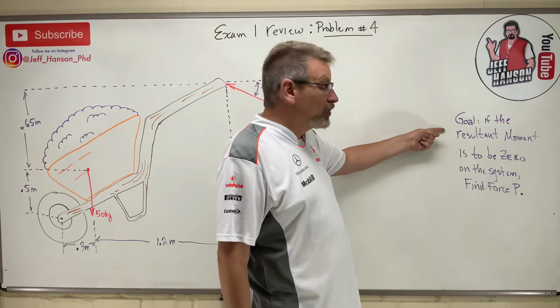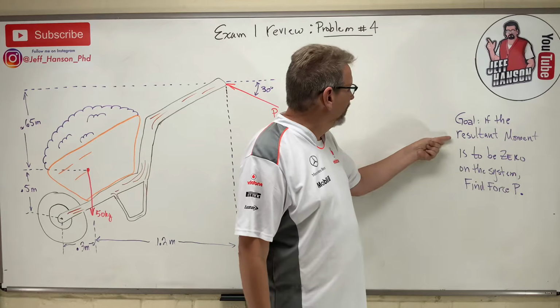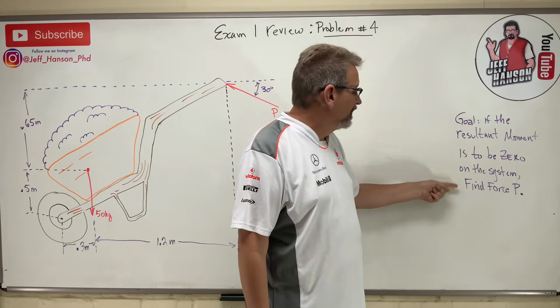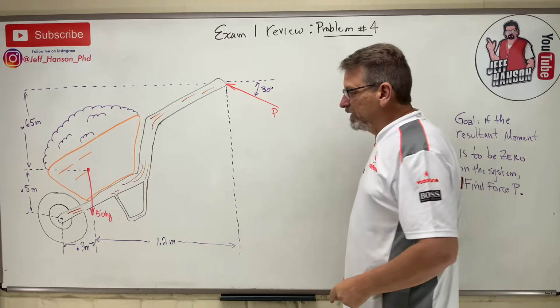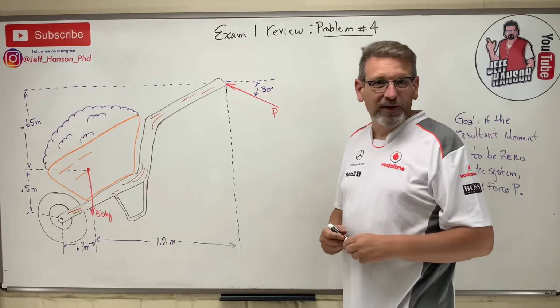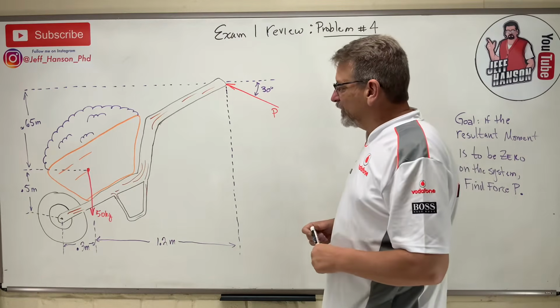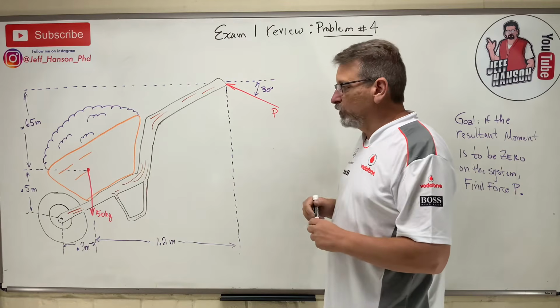Goal: if the resultant moment, if I take the moment anywhere in the world, it's got to be 0 on the system. Find what force P is. Well, there's force P over here. They said find force P. There it is. Problem over. That's all we had to do. No, it's not that. We can take the moment anywhere we want to find force P.